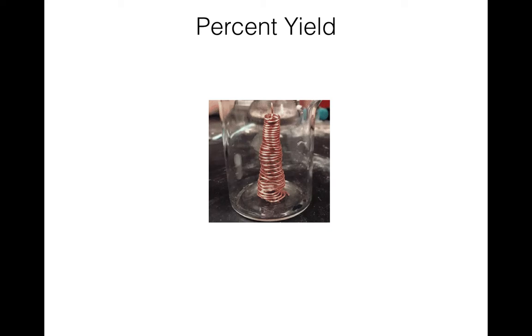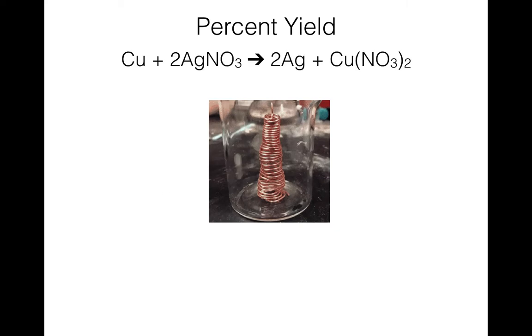So to introduce this topic, I'm going to give you a scenario. We're going to talk about an experiment that we could do. All right, here's a picture of what the experiment looks like. We're going to take copper wire, wound up and in a beaker, and we're going to fill that beaker with a solution of silver nitrate. So here's what the balanced chemical equation looks like for that experiment.